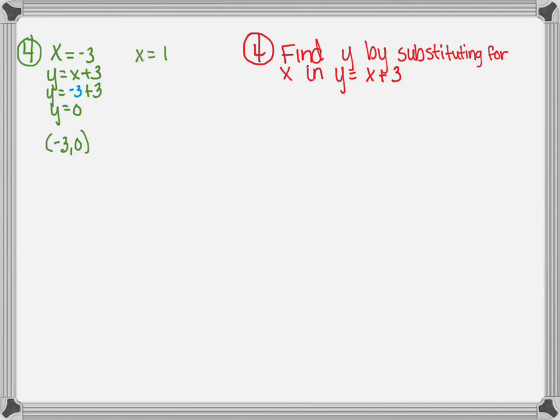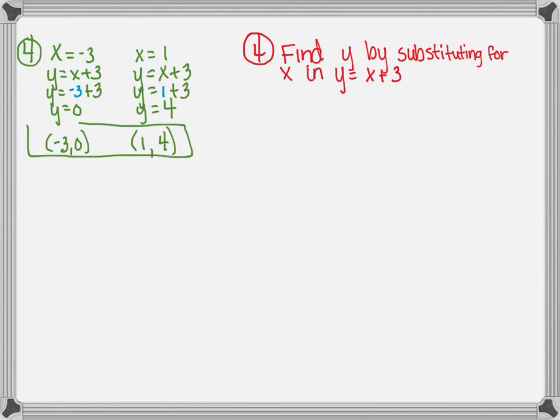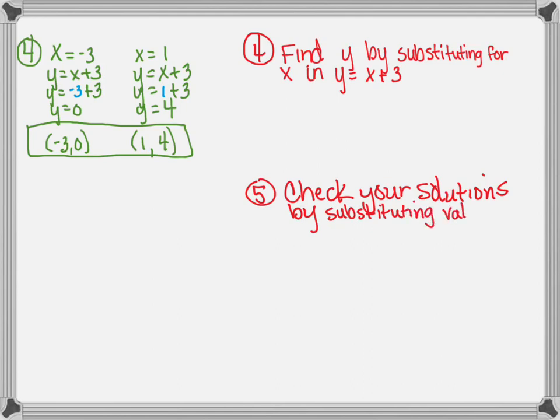Now let's do this for x equals 1. So we'll substitute x equals 1 into y equals x plus 3, y equals 1 plus 3, or y equals 4. So when x equals 1, y equals 4. And that is my second ordered pair that is my solution to this system. So these are my two solutions. We should, of course, check our solutions, and we can do this by substituting the values into both of the original equations and making sure that the values make both original equations true.